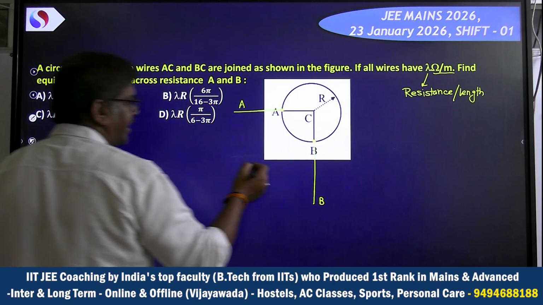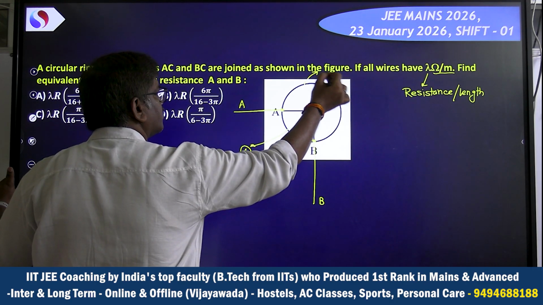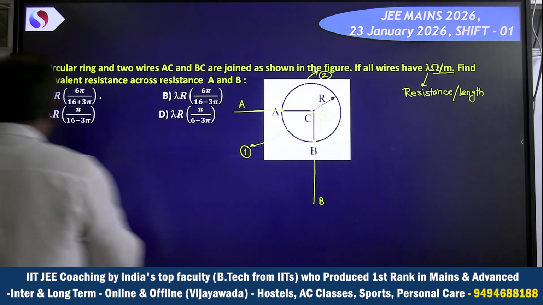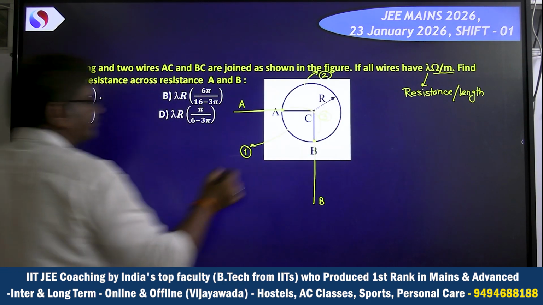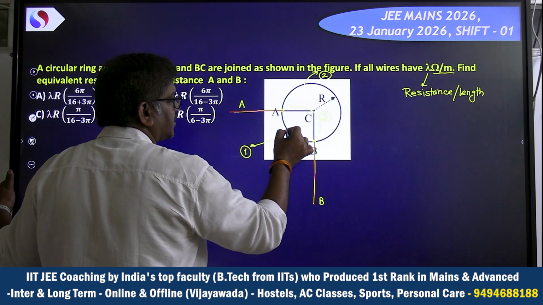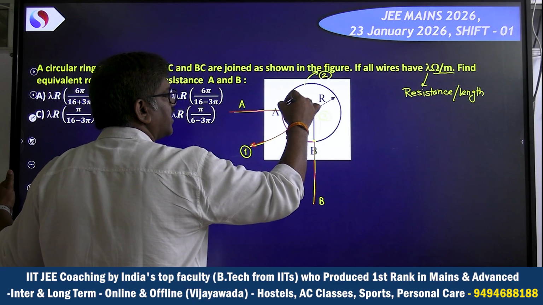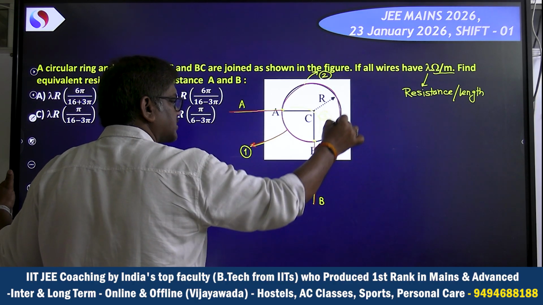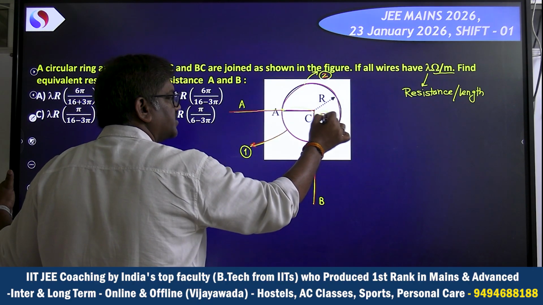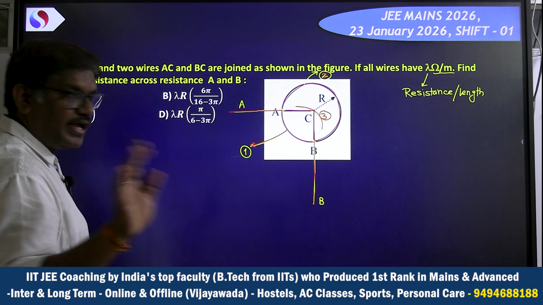So between A and B, this I named portion 1, this I named portion 2, and this entire straight portion I named portion 3. I changed the color so you can see that clearly. These are your terminals. This I consider as portion 1. The 3/4 portion I consider as portion 2, and this straight wire portion I am considering as the third one, and all are across AB.